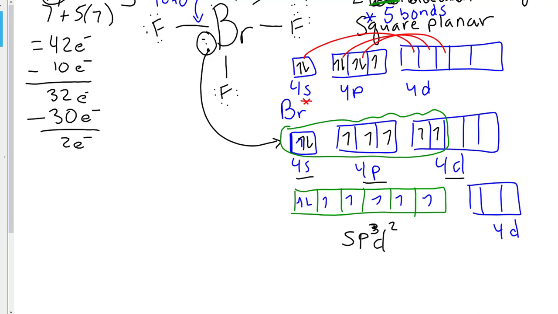So in this case, this is a great example of when the number of electrons you promoted and the number of hybrid orbitals did not end up being the same number because we had a lone pair. Let's look at another example of this. Let's look at formaldehyde.